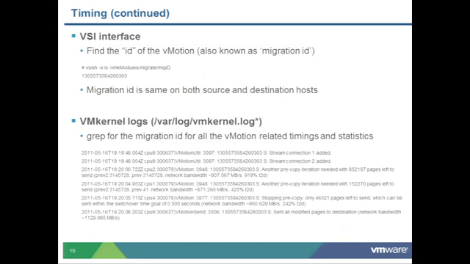The only caution here is that the VSI interface keeps changing across vSphere releases. So the example that I gave you here may not work in future releases of vSphere, but it should work on vSphere 5 and the prior versions. Once you have this migration ID, all you need to do is refer to this migration ID in the VMkernel logs on both the source as well as the destination host.